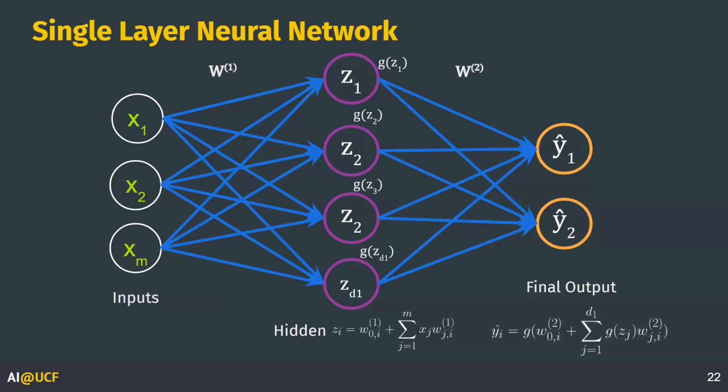Now let's go, instead of working just from input directly to output, to a single layer of a neural network. Instead of just having input to output, we're going to have an input, go to a hidden layer, and then go to our final output. It's called a hidden layer because we don't directly observe what's going on in the network.